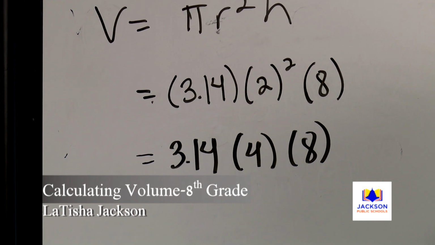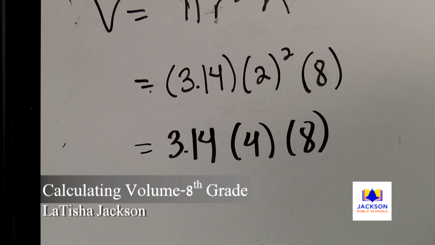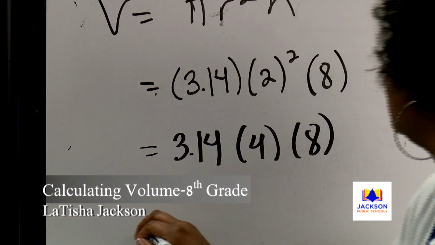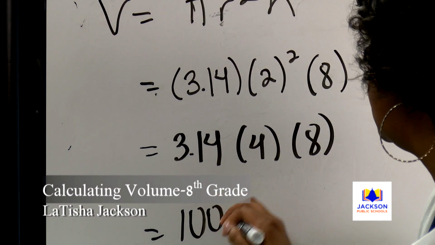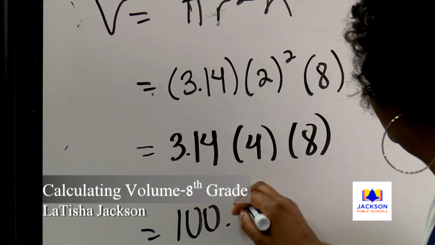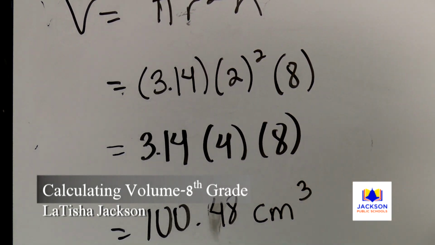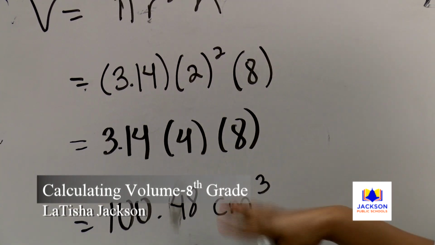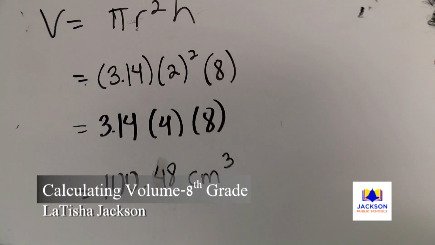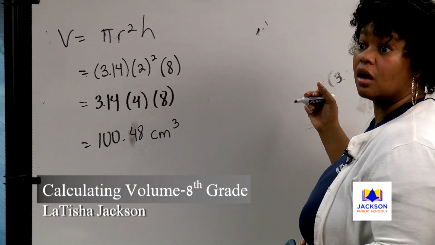3.14 times 4 times 8. And we get 100.48 centimeters cubed. And that's the exact amount. There was no rounding necessary to round it to the nearest hundredths. And the last one is that little can there.